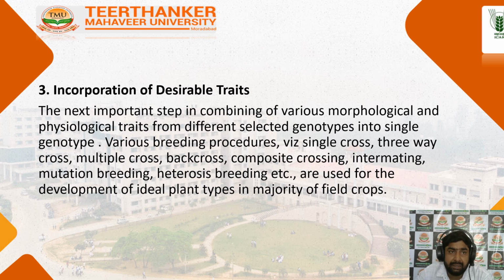Number three, incorporation of desirable traits. The next important step is combining various morphological and physiological traits from different selected genotypes into a single genotype. Various breeding procedures, namely single cross, three-way cross, multiple cross, back cross, composite crossing, mutation breeding, and heterosis breeding are used for the development of the ideal plant type.